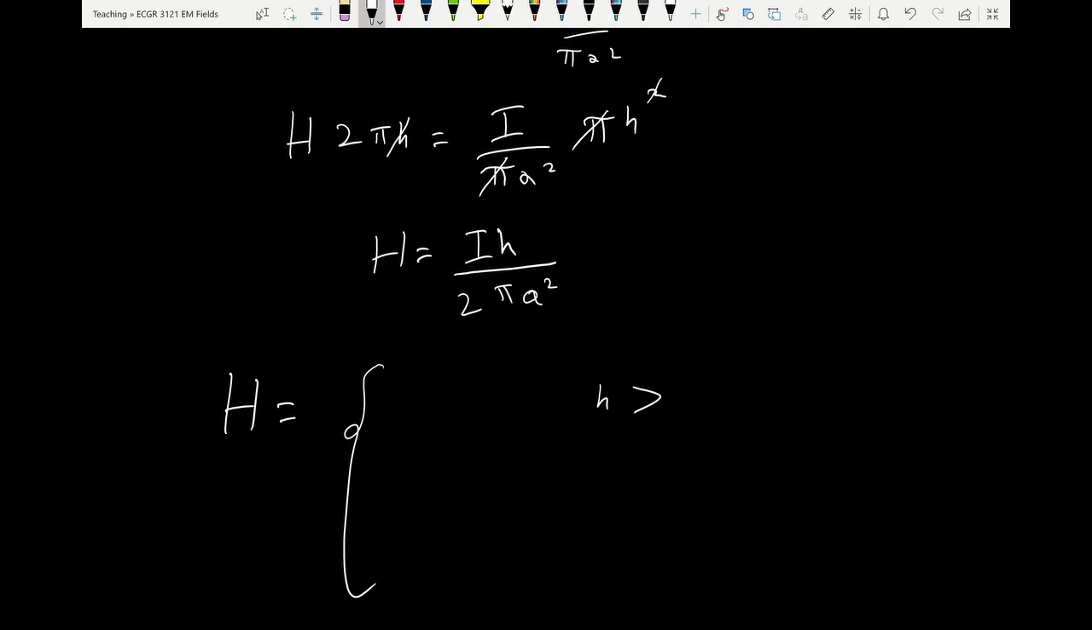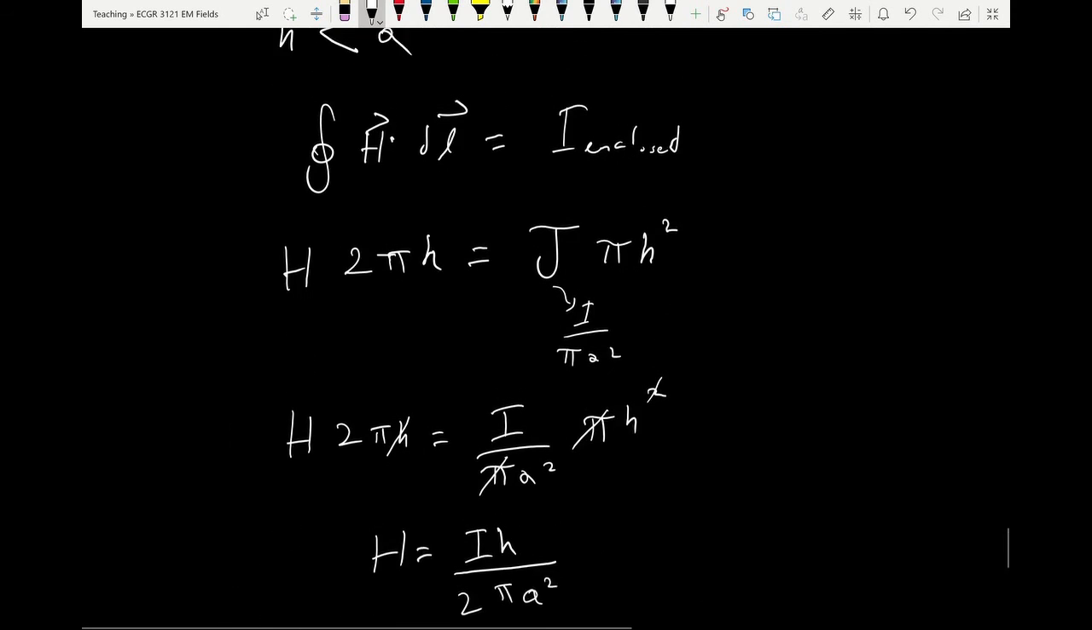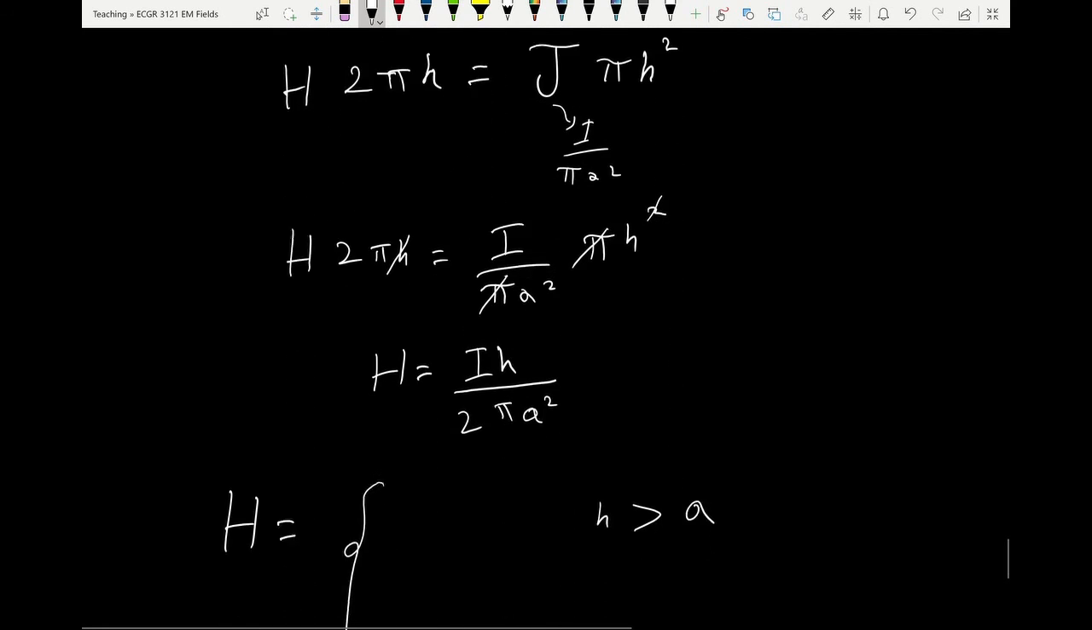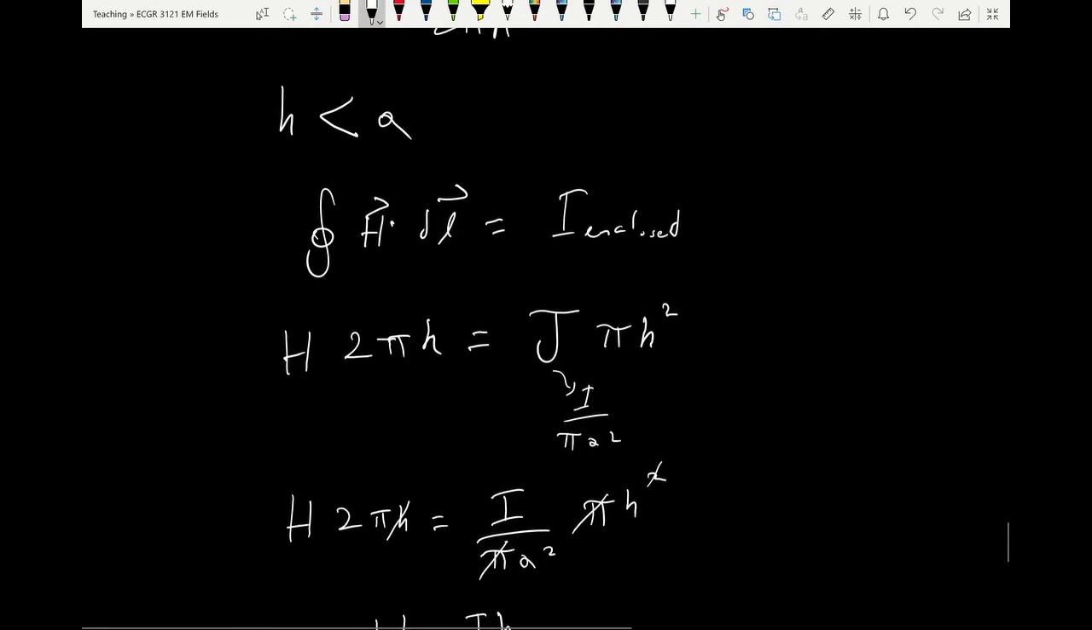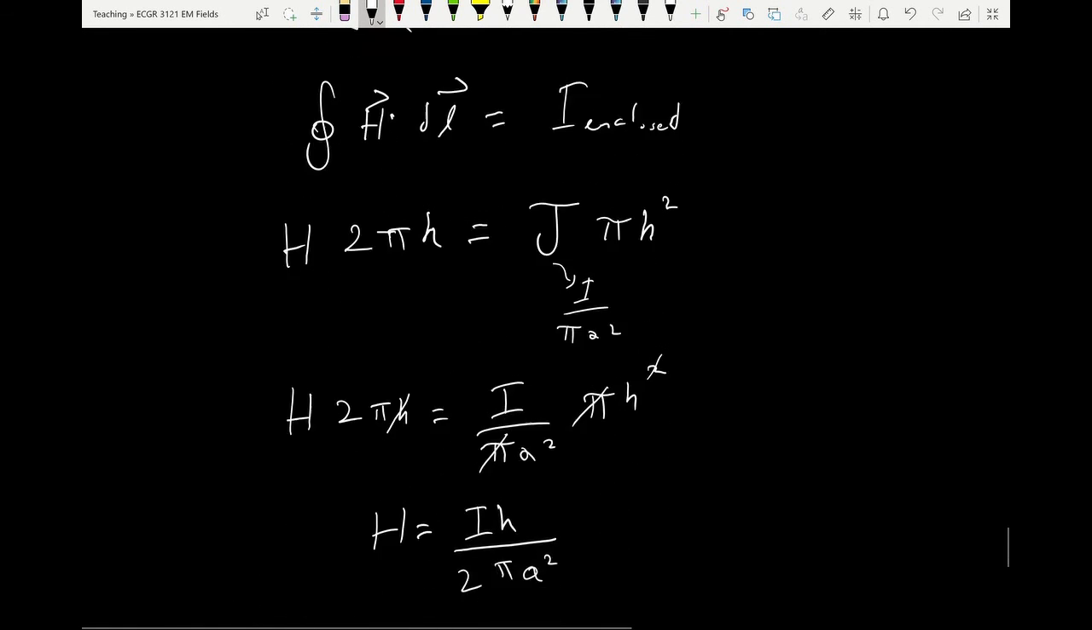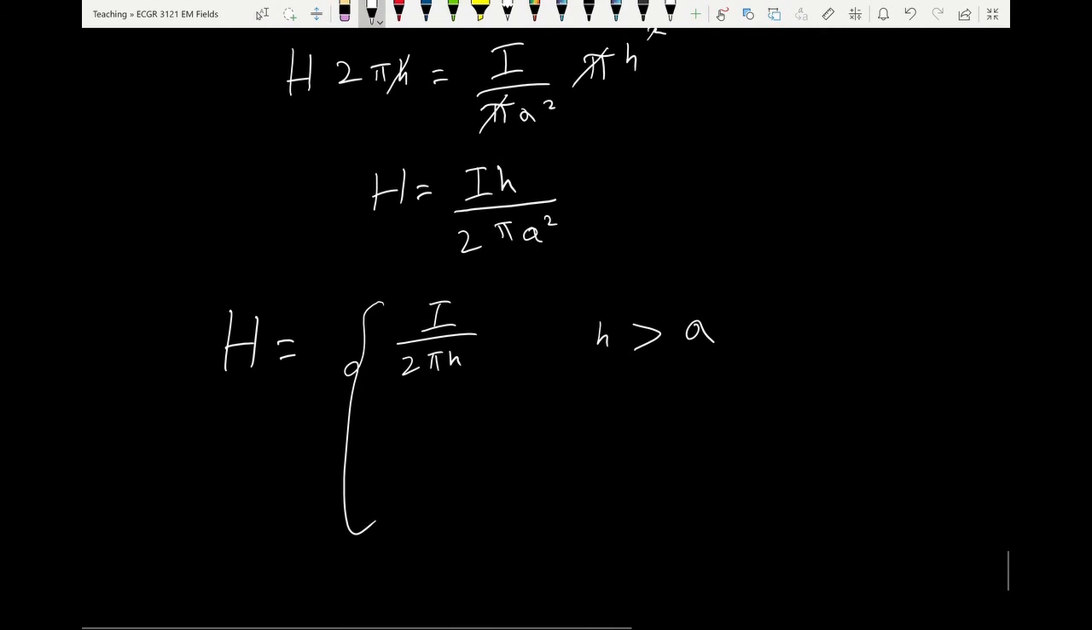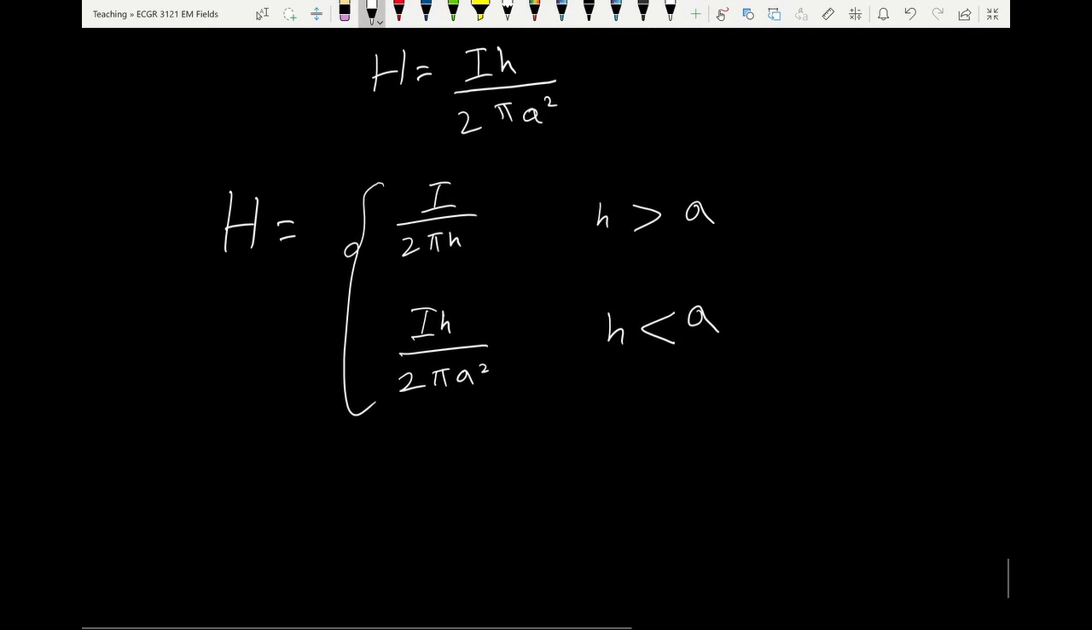If h is larger than a, larger than the radius of the wire, then H is going to be I over 2 pi h, right? And then if small h is less than the radius of the wire, the magnetic field is going to be I h over 2 pi a squared for h smaller than a, right? So that's an interesting result.